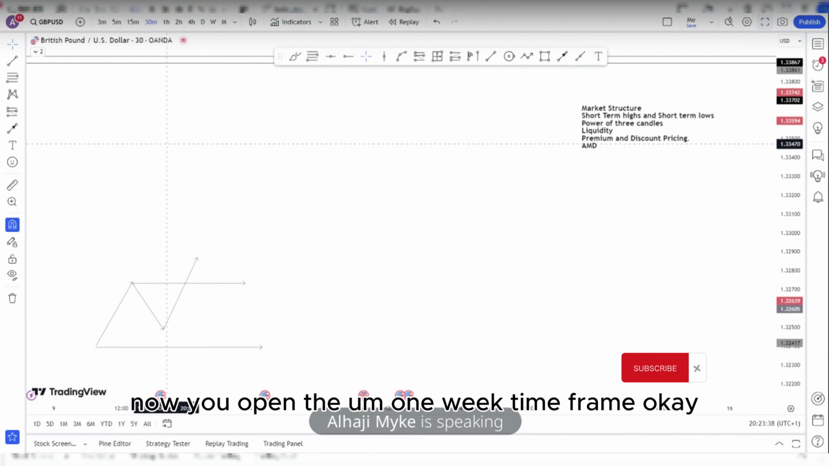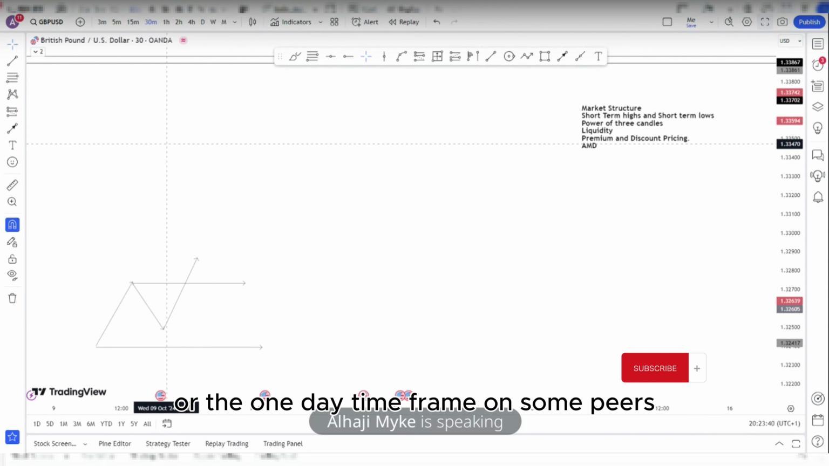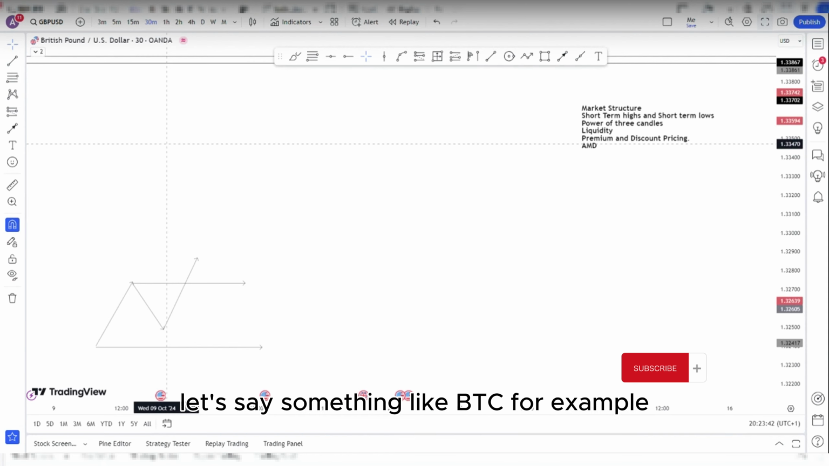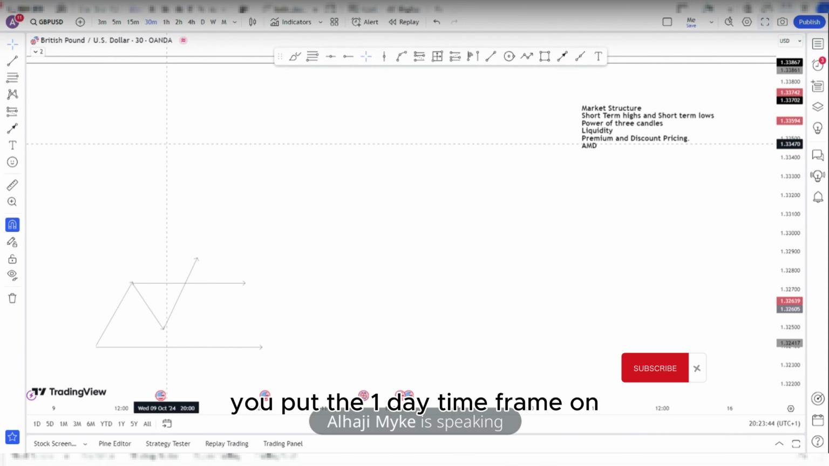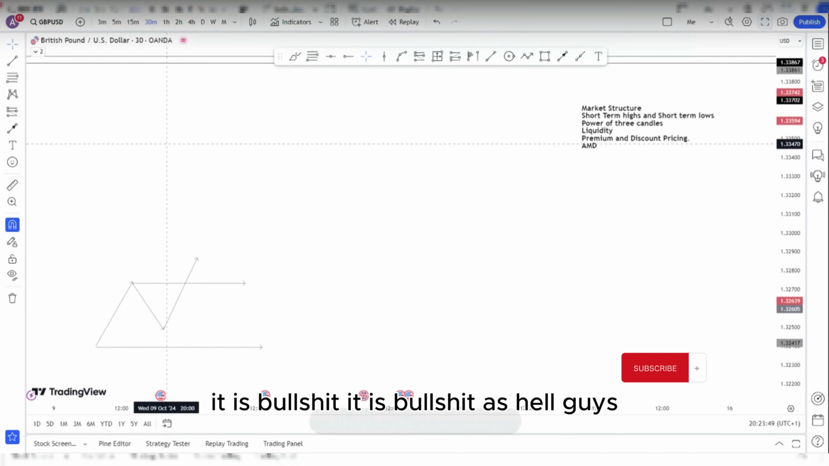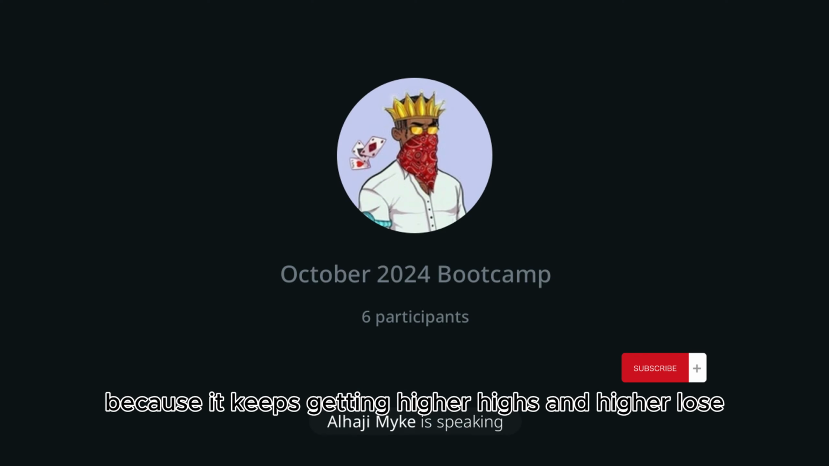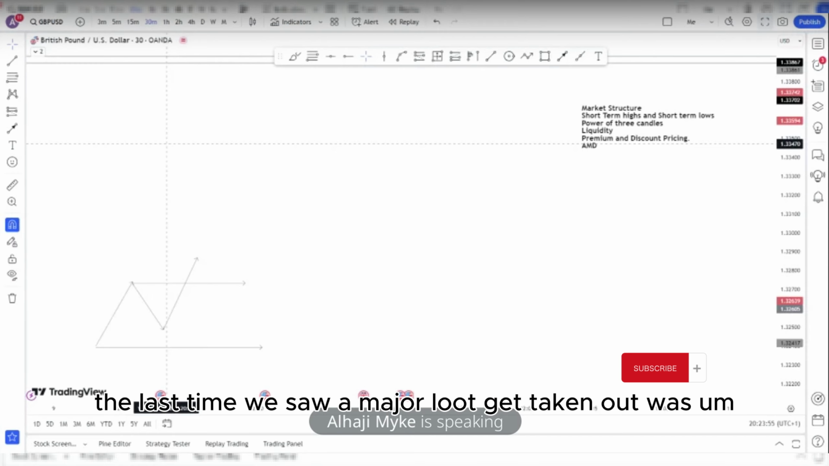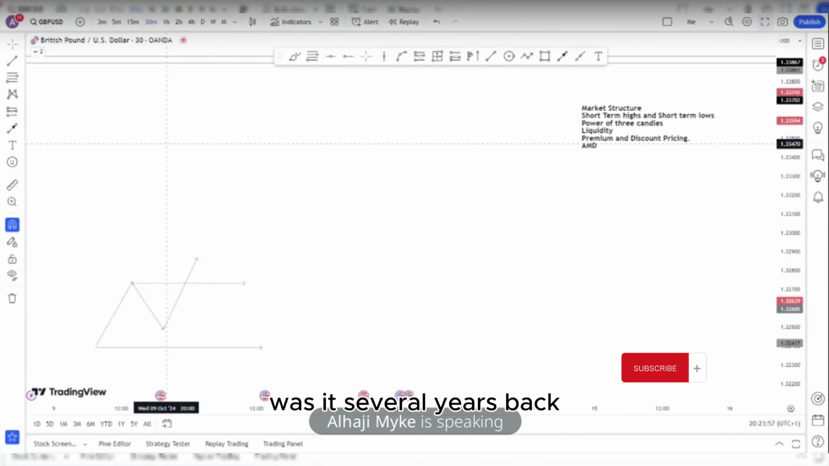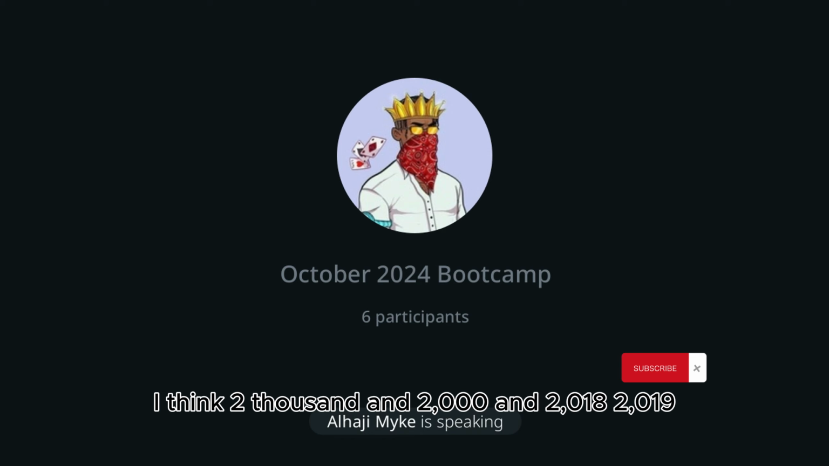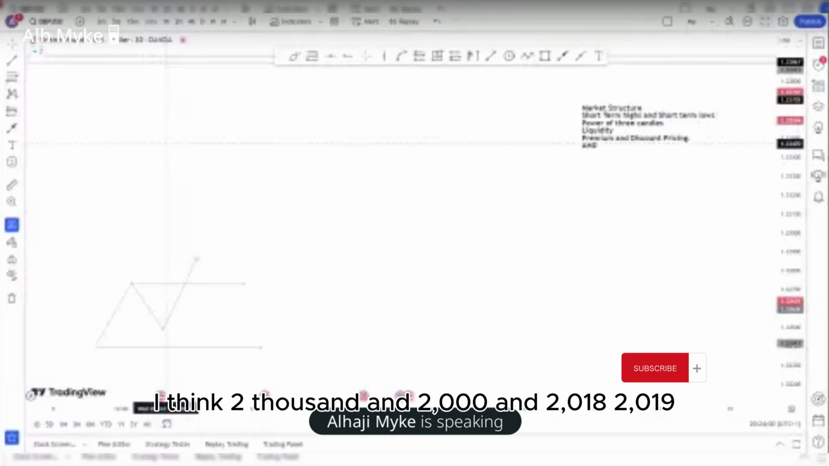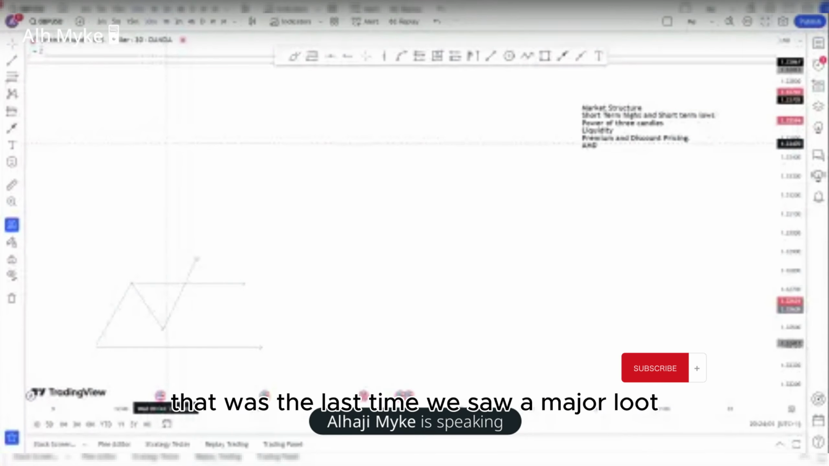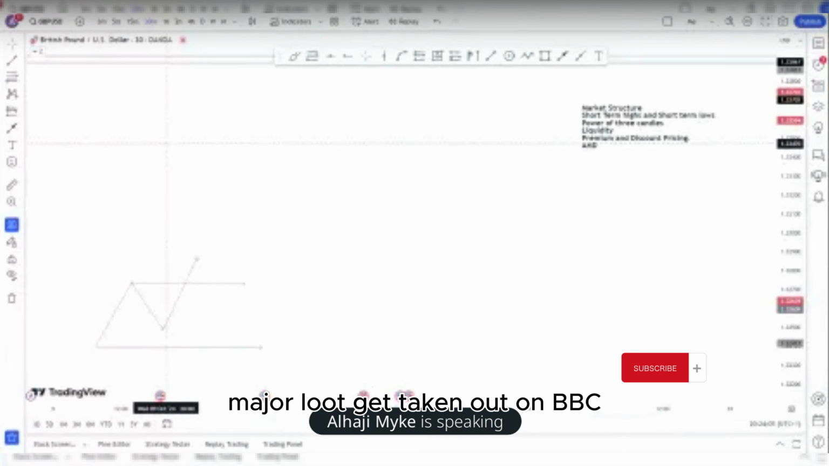Now, you open the 1 week time frame, or the 1 day time frame on some pairs. Let's say something like BTC, for example. You put the 1 week time frame on BTC, and you're going to see it is bullish as hell, right? Because it keeps creating higher highs and higher lows on the 1 week time frame. I mean, the last time we saw a major low get taken out was several years back, I think 2018, 2019. That was the last time we saw a major low get taken out on BTC, right? That is on the weekly time frame.